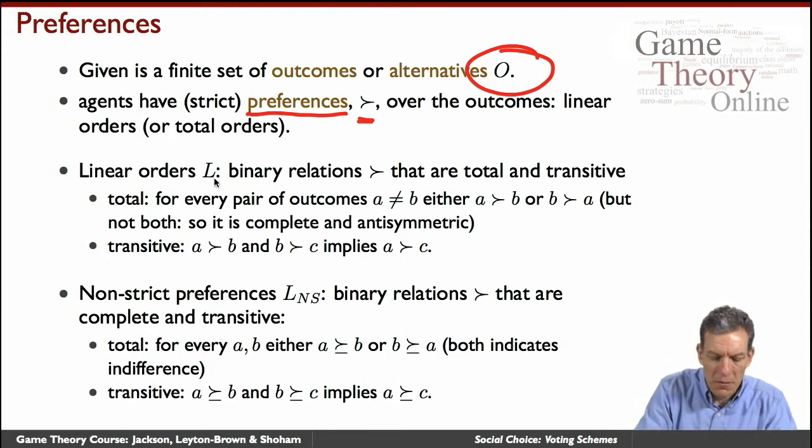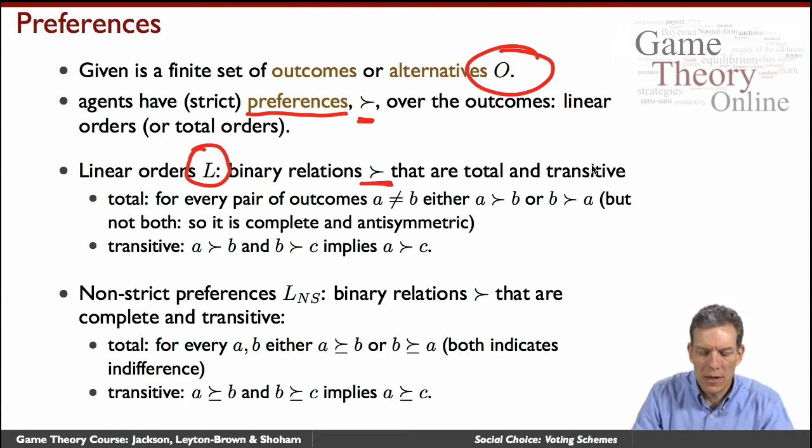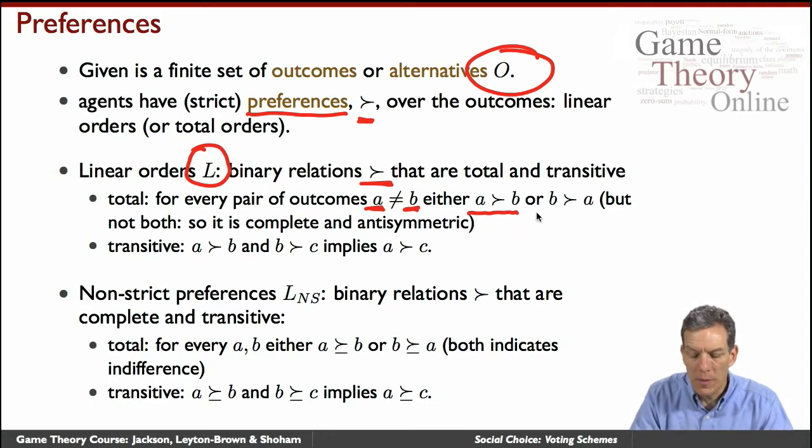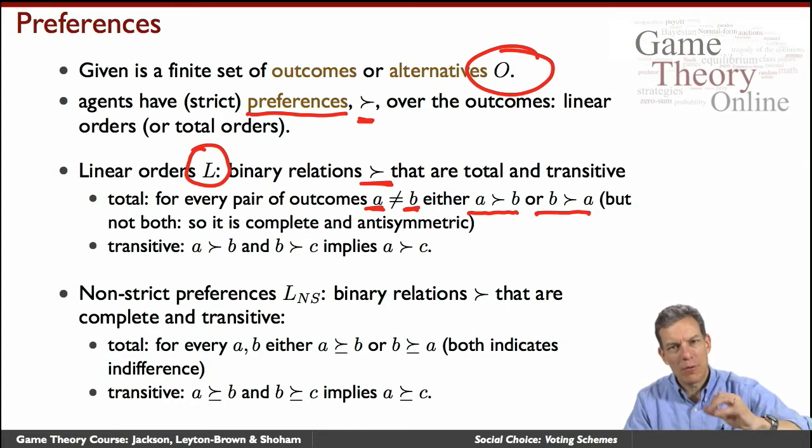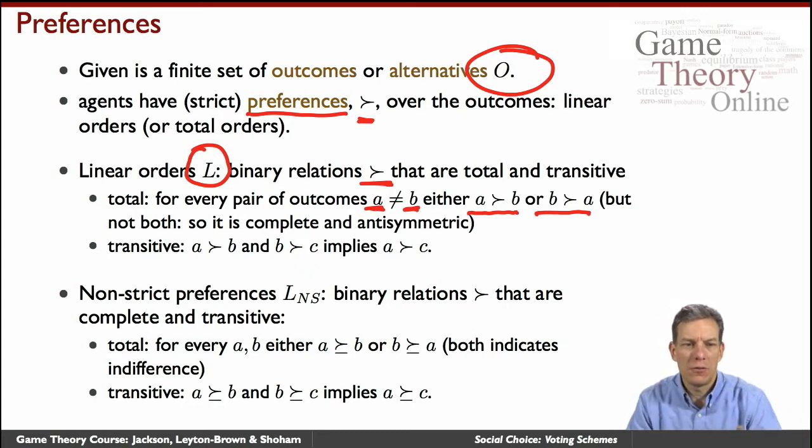And so the set of linear orders will be denoted by L, and those are going to be the binary relations which are total and transitive. What does that mean? That means if you look at any two alternatives, any two outcomes, A and B, that are not equal to each other, then either A is preferred to B or B is preferred to A, but not both. So first of all, I can tell you which of the two I prefer, and I'm not indifferent. So one part about a linear order is that it's a strict ordering. I'm never going to be indifferent. And for any two alternatives, I can always make a comparison. I can't say, I don't know, I'm not sure, I'm undecided.